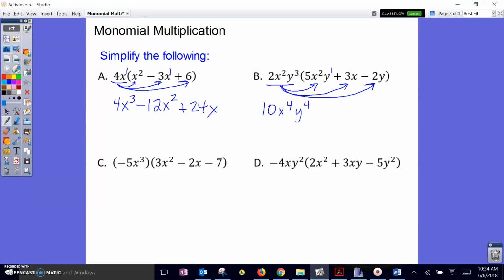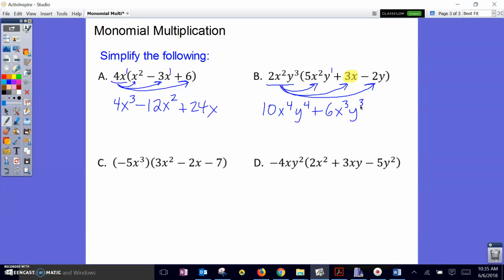Now we multiply it times 3x. 2 times 3 is 6. X squared times x is x to the third. And now since there are no y's in this 3x term, we just keep the power of y that's in the monomial, and so we're going to have y to the third.